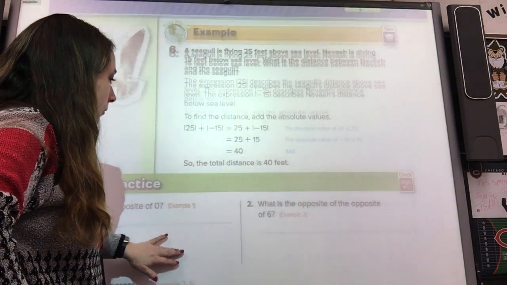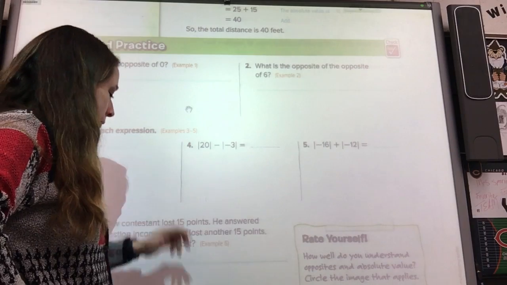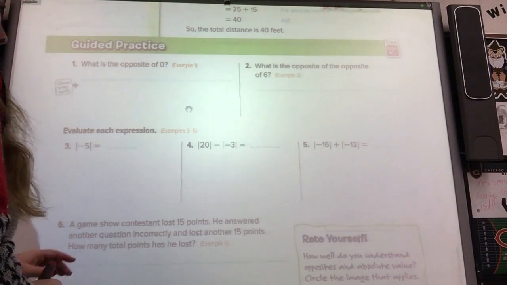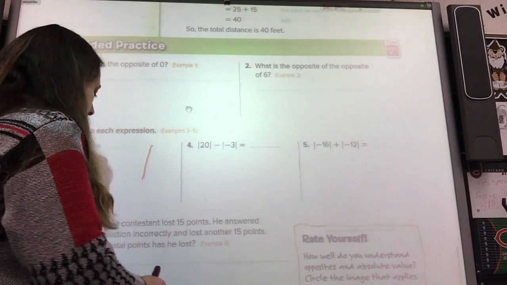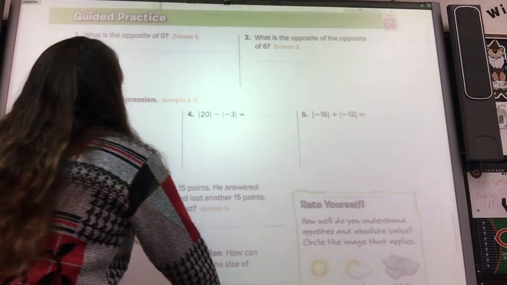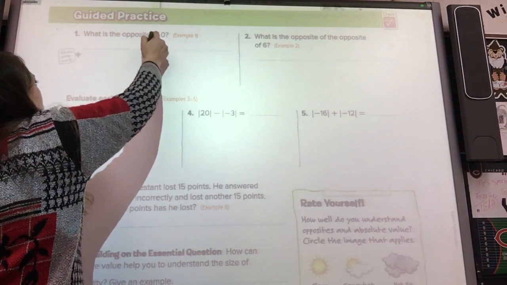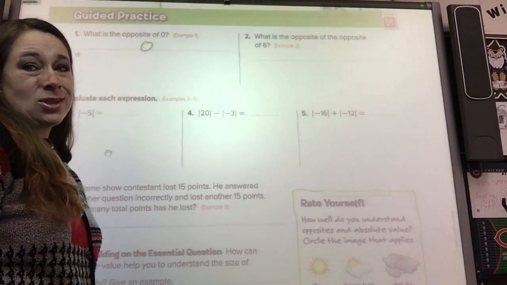All right, let's quickly go through this guided practice. What is the opposite of 0? Tricky one. What's the opposite of 0, guys? There's no opposite of 0. It's just 0. It's its own opposite. That's a tricky one.